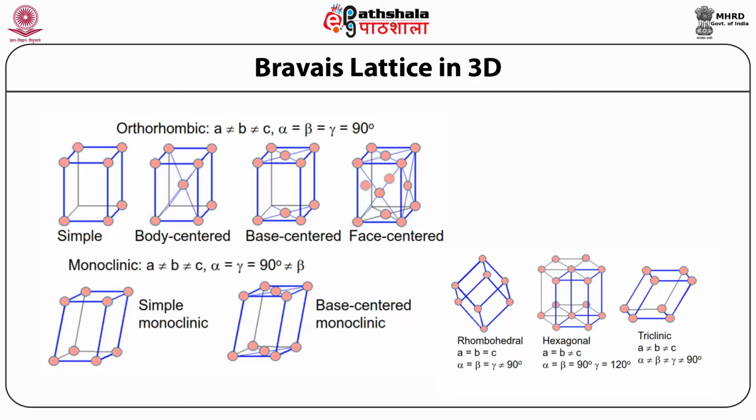The next structure is hexagonal, and here in hexagonal, as you can see that A is equal to B, which is not equal to C. Alpha and beta, the two angles are 90°, and the third angle is 120°. So this is a special structure. And this final one is triclinic, where A is not equal to B, not equal to C, and also none of the angles are equal and they are not equal to 90°. So these are the 14 types of Bravais lattice in 3 dimensions.